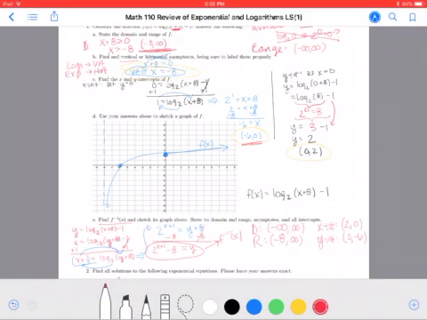Asymptotes. So this guy is an exponential function. So what did we say earlier? Exponential functions have a horizontal asymptote. Where do they come in? That value that we're adding or subtracting as a constant, that is the value of our horizontal asymptote. Horizontal asymptotes we write as y equal to. So my horizontal asymptote, y equals negative 8.